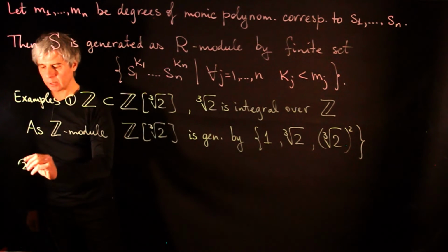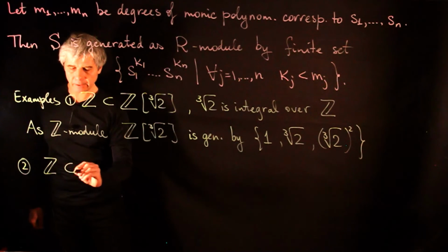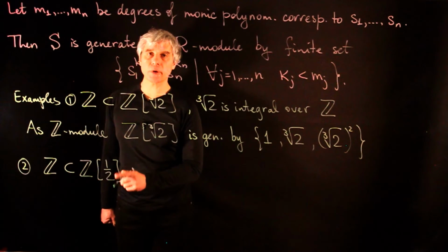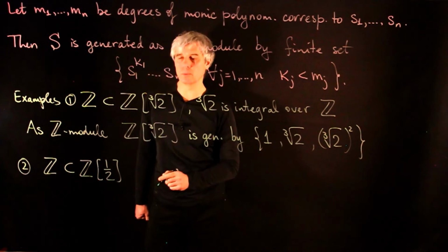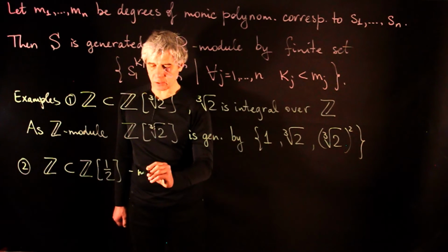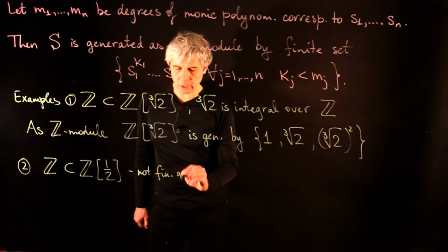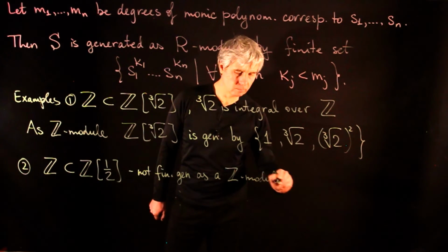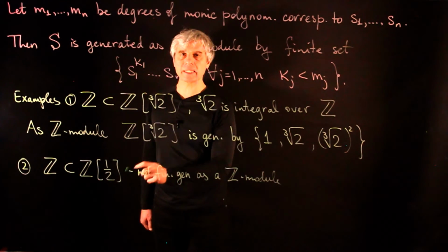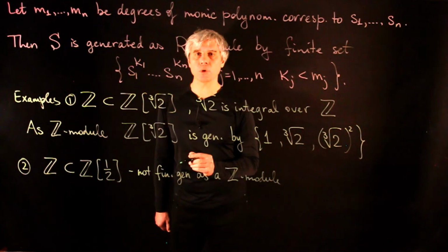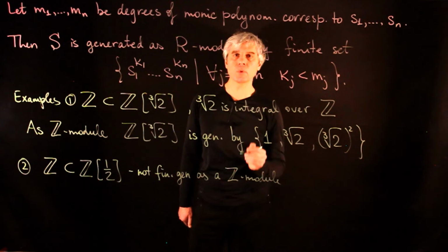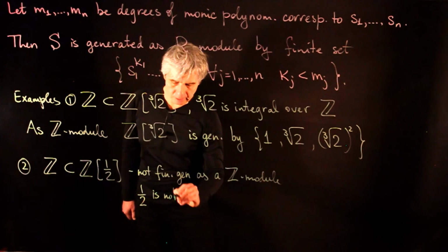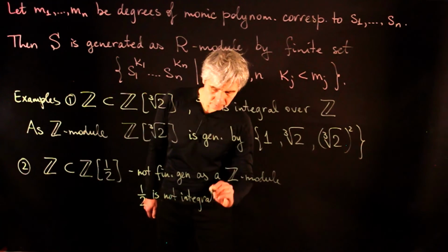As our second example, let's consider an extension of Z with 1/2. This ring consists of rational numbers whose denominators are powers of 2. And we can see that this is not finitely generated as a Z module, because any finitely generated Z submodule in this ring will have a uniform bound on degrees of powers of 2 in the denominator. And we also see here that 1/2 is not integral over Z.